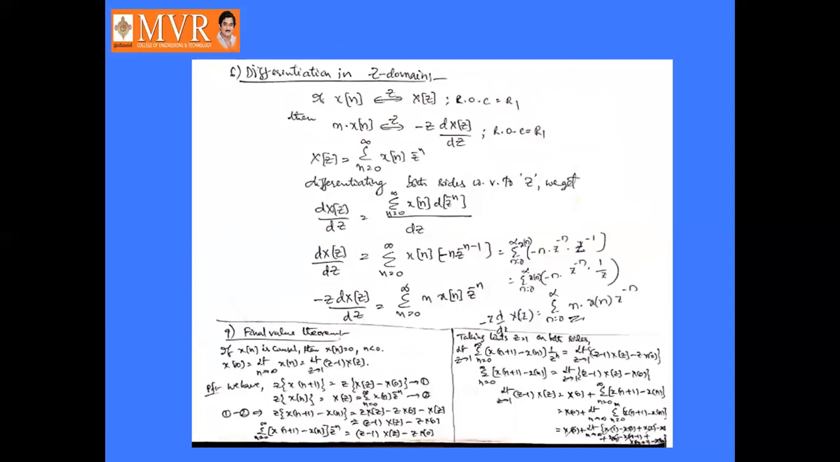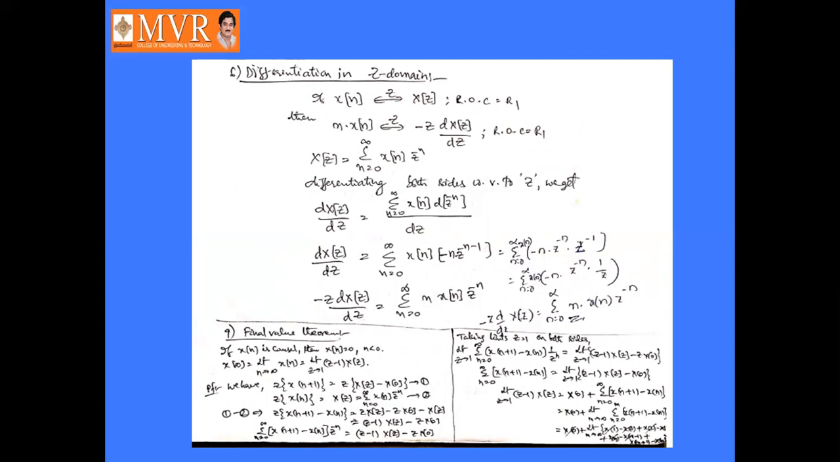So then, the final value theorem. The final value theorem states that if x of n is causal, then x of n is equal to 0 for n less than 0. So x of infinity is equal to the limit as n tends to infinity of x of n, that is equal to the limit as z tends to 1 of (z minus 1) into X of z, right?